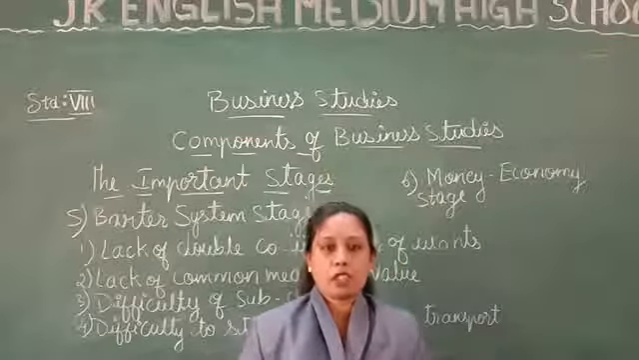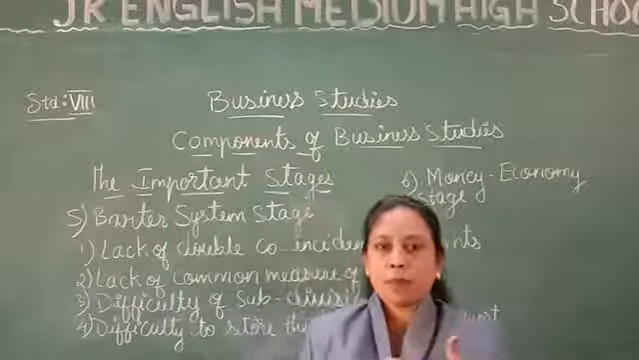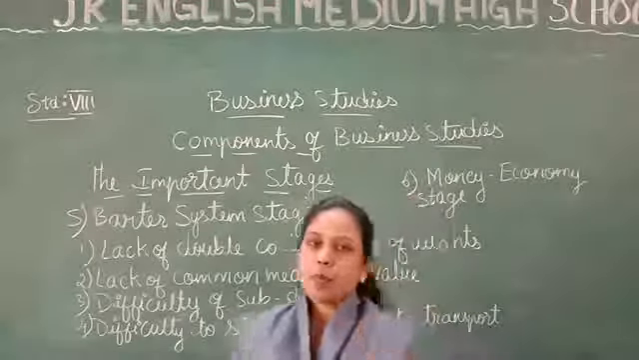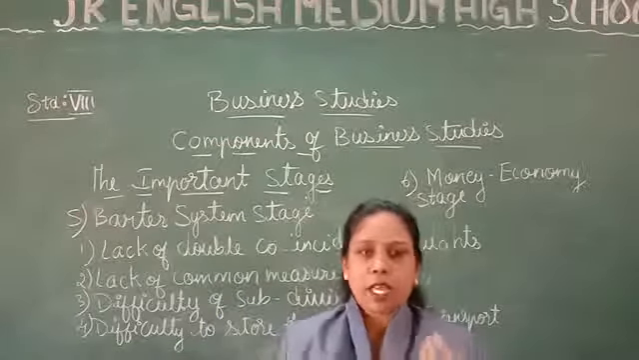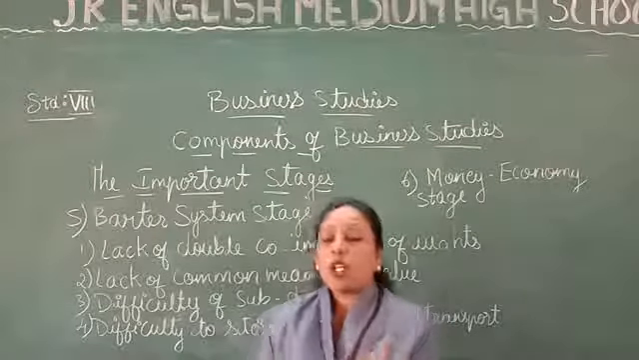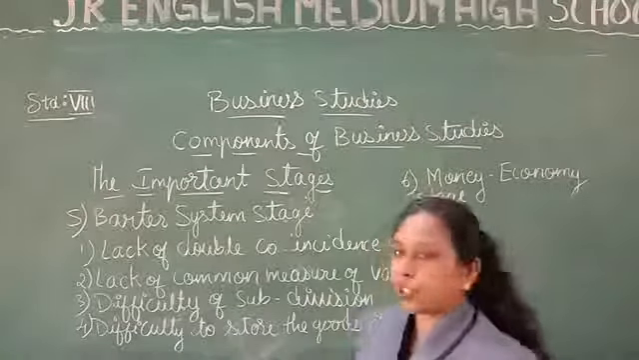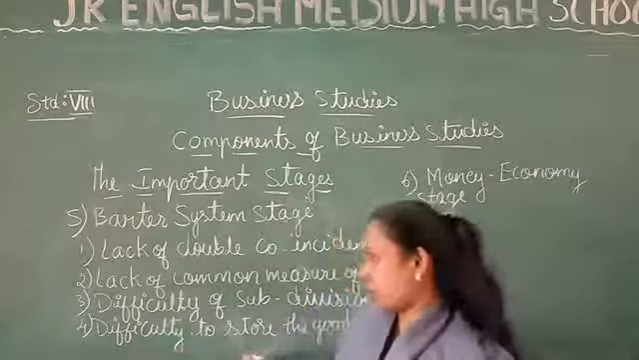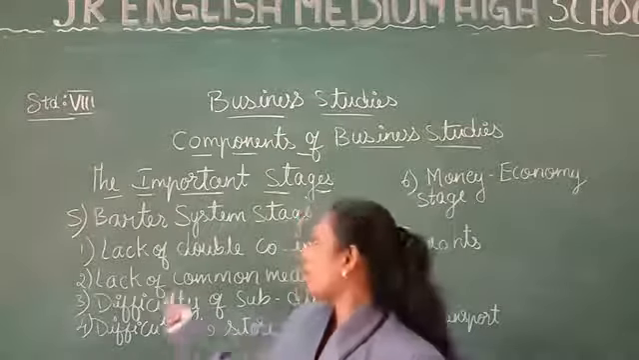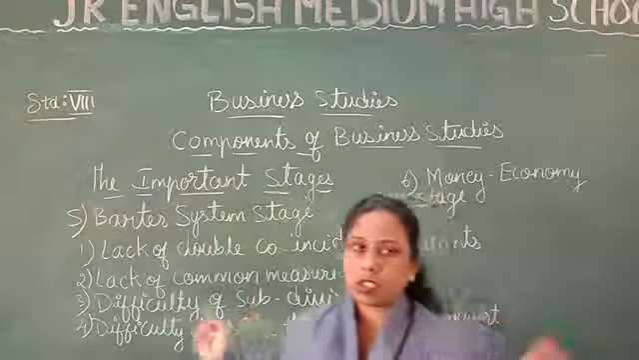So the direct exchange of goods for goods or things for things is called the barter system of exchange. While doing this barter system of exchange, some problems arose as a result of direct exchange. So what are those problems? Today I am going to explain to you. These are some problems of the barter system of exchange. What is the first problem? The lack of double coincidence of wants.